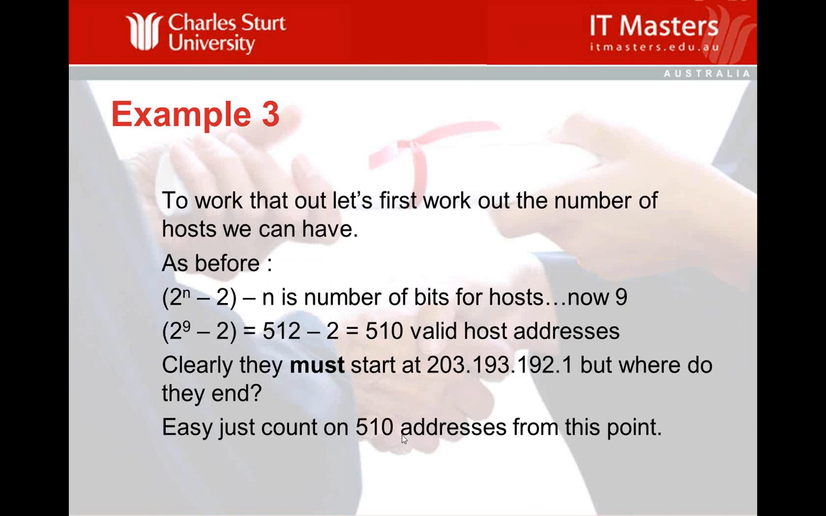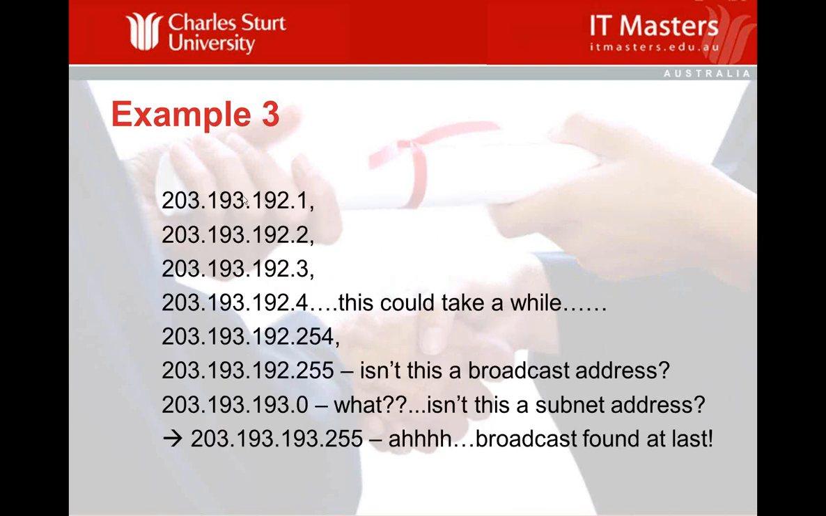Easy. We just count on 512 addresses from this point. It's going to take a while, so we're going to skip it through. 203.193.192.255, is this the broadcast address? No, it's not the broadcast address. That's because we've got our subnet moving backwards. We've got 510 addresses we're going to use. If we stopped here, that would only be 254. Okay, so we keep going through.